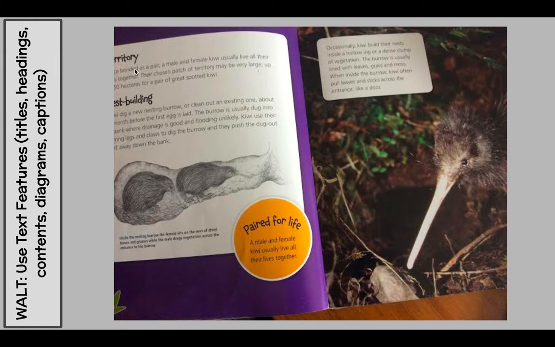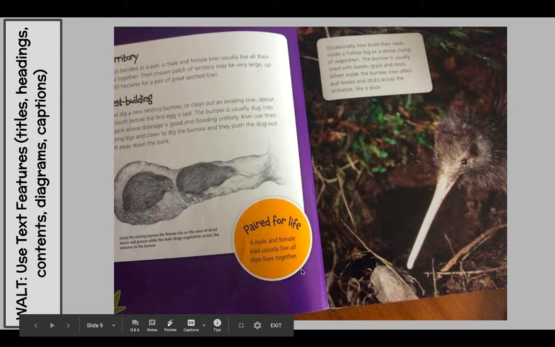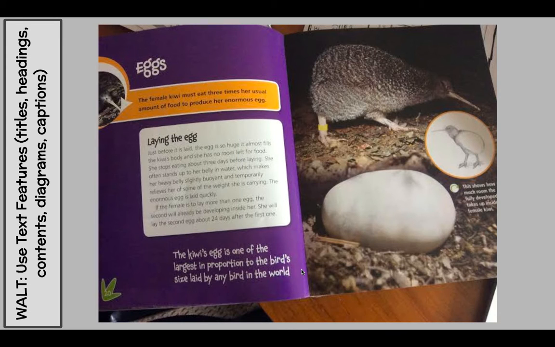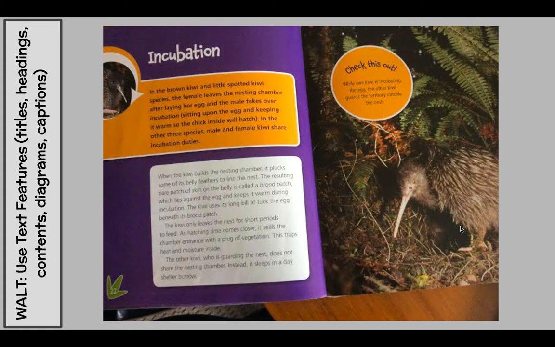Okay, it shows us the territory, nest building with the information under each of those headings, and a sketch. Again, probably they haven't been able to find a photo, but they've given us a sketch of what it does look like to help us. And a really good bit of information here about how kiwis are paired for life. The eggs, again, we've got a lovely big photo of the egg. Incubation, check this out for extra information here.